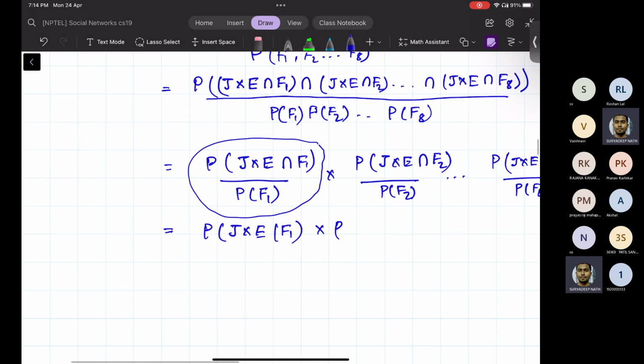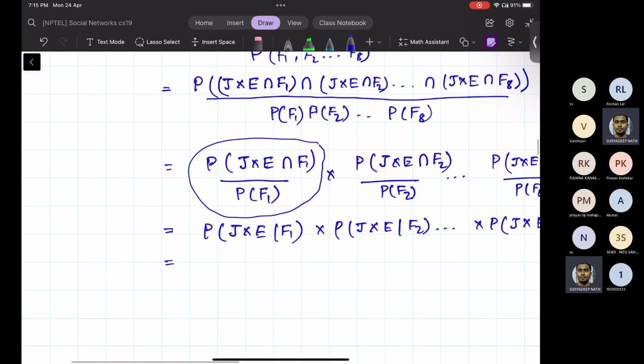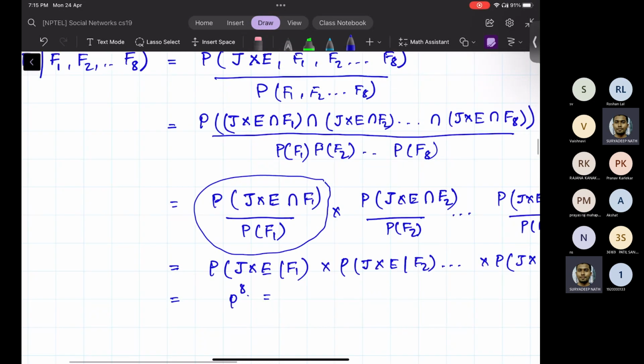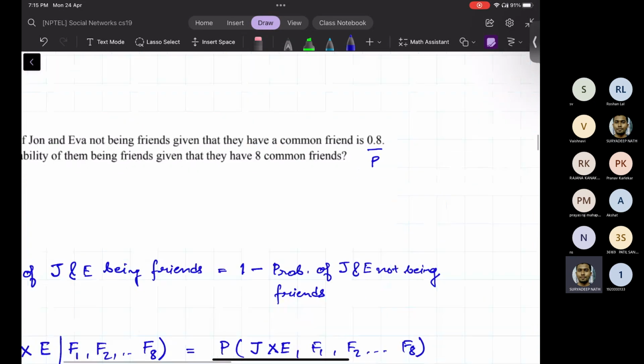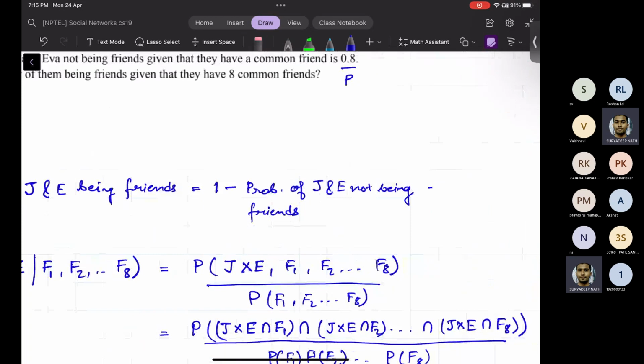And again the same thing, John and Eva given F2 till F8, and this is nothing but your P. So it's P to the power 8, and P was 0.8, so 0.8 to the power 8. And what we actually have to find is 1 minus 0.8 to the power 8.